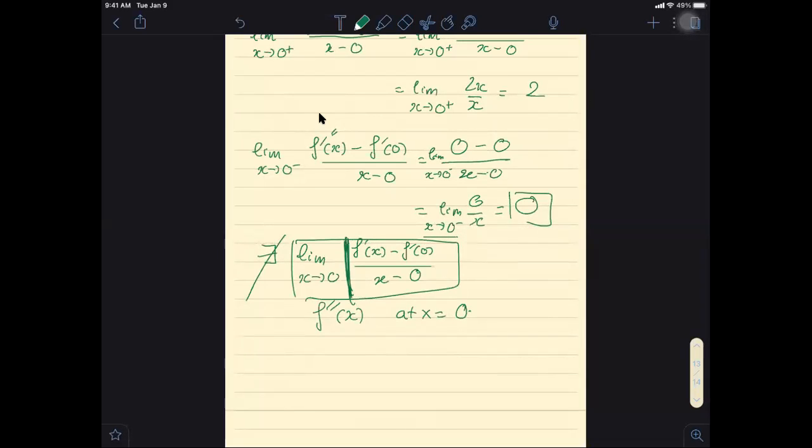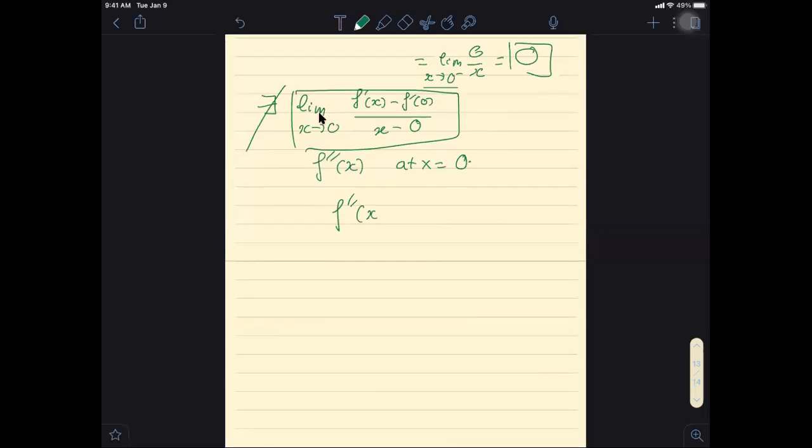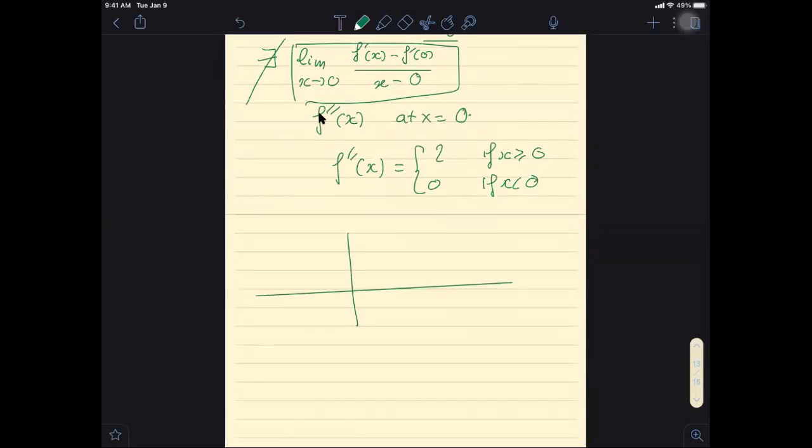It's like the limit from both sides, from right and left. Right. And you can draw the graph of f prime of x, right? It's equal to 2x if x is greater than 0, and 0 if x is less than 0. Then you're going to have a jump discontinuity right here, right? This one is a jump. Then I don't think you can differentiate at x equals 0.